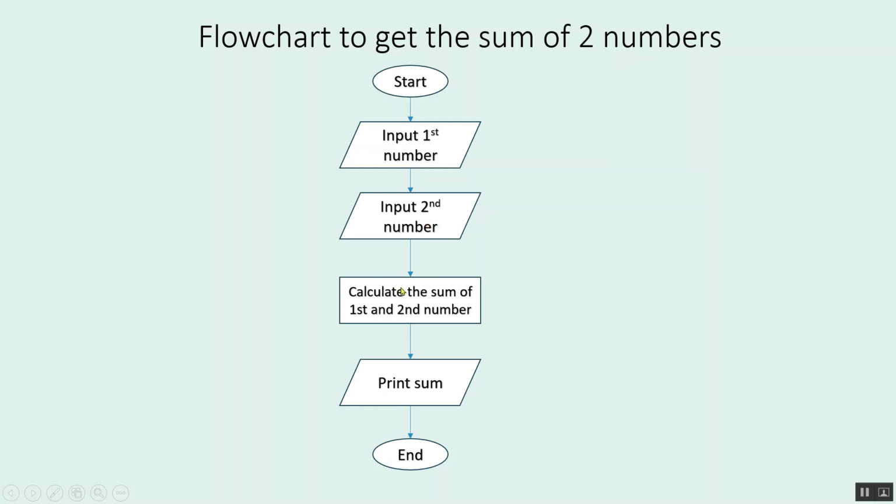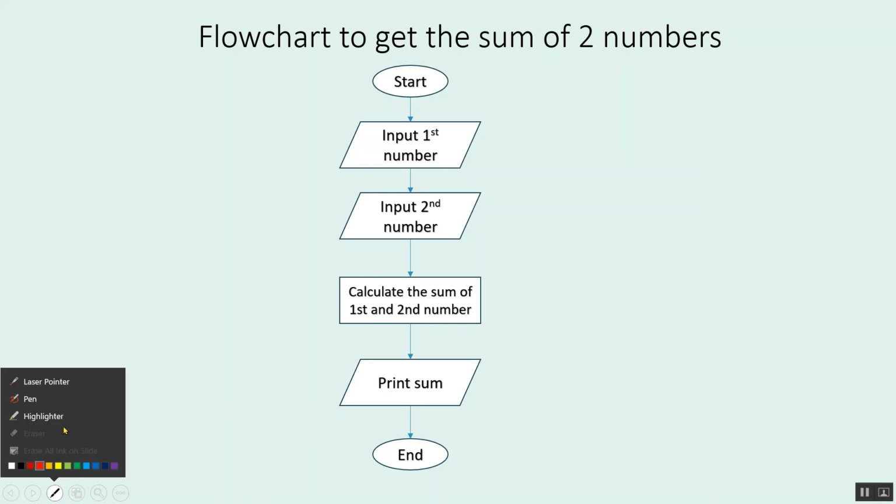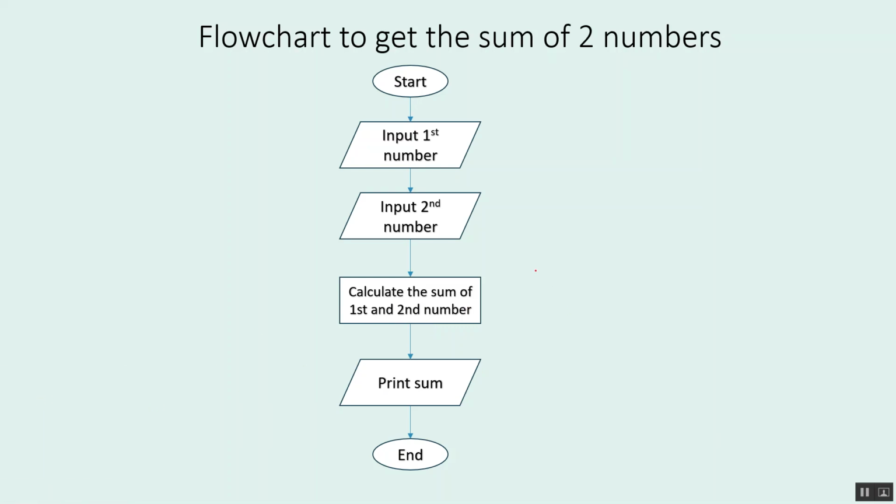Okay, next, we have here a rectangle. A rectangle is used to represent a process. So what process is that? Calculation. So we calculate the sum of the first and second number. You could also write something like this. So sum, I'm sorry for the handwriting. So sum is equal to the first number, or let's say n1 plus n2.